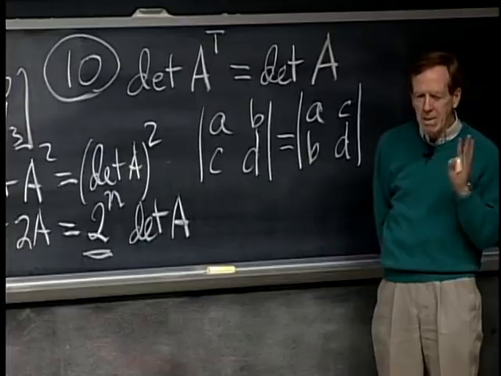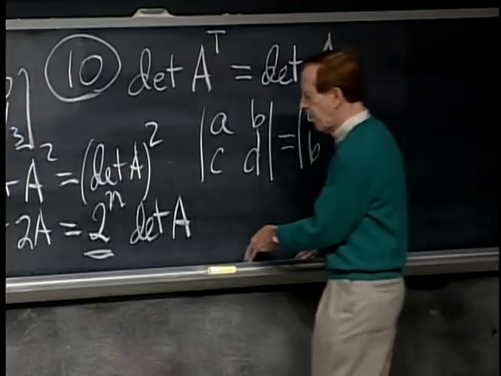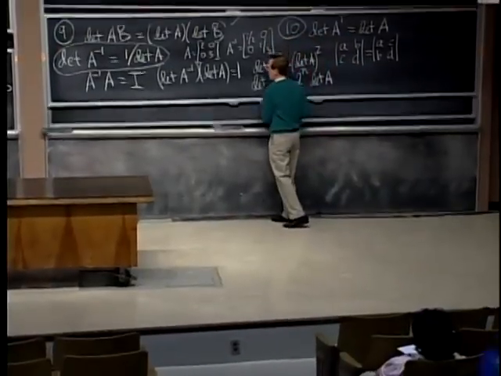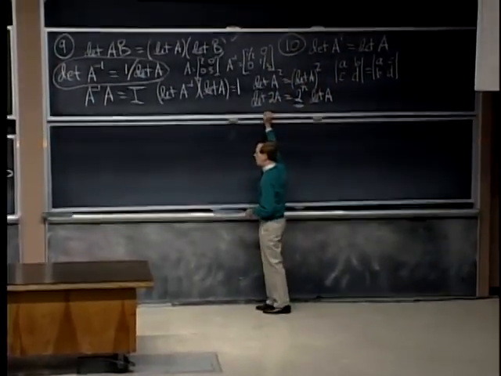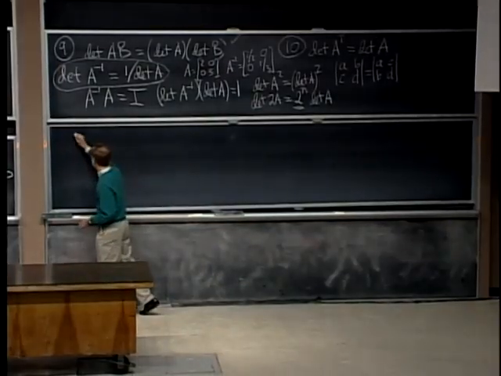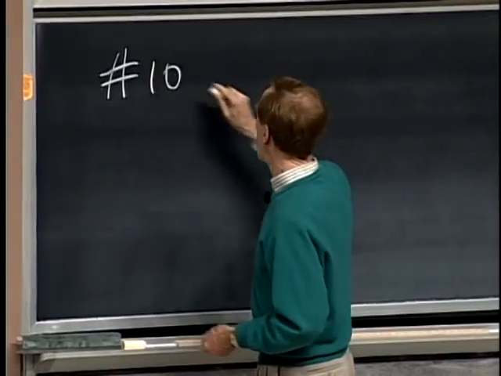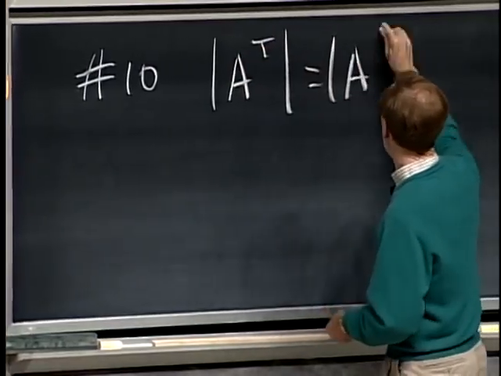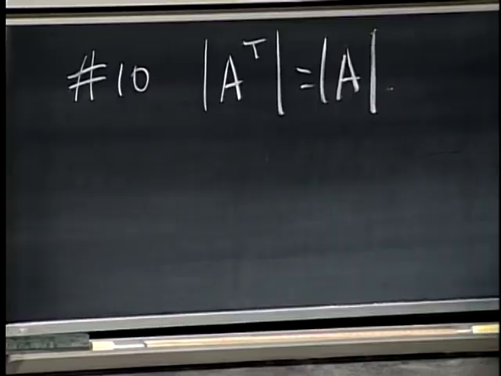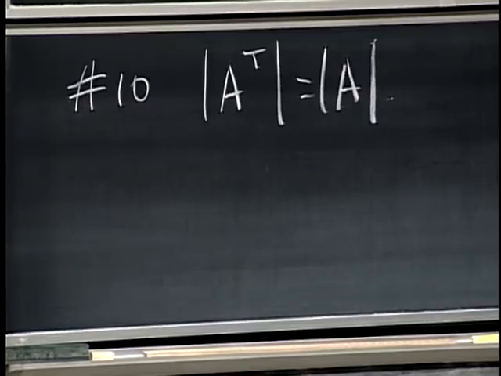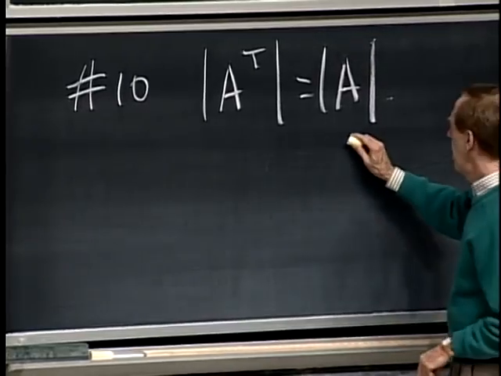Let's see. Maybe it's worth seeing a quick proof of this number 10. Let me take this is number 10. A transpose equals A. Determinant of A transpose equals determinant of A. That's what I should have said. Okay.